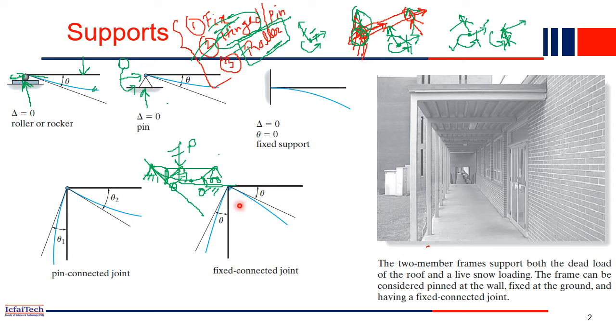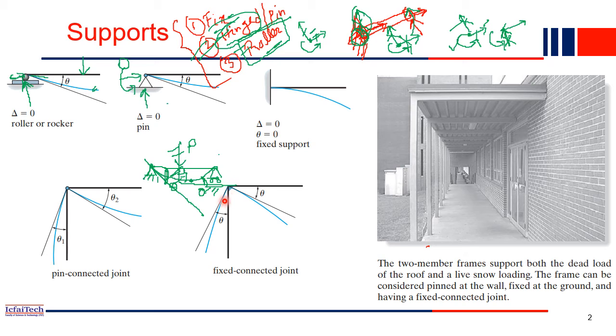These two members are connected through a fixed joint. What does that mean? Basically you have welded this joint. If you consider this is a steel bar and this is a steel bar, and you connect both bars through welding, then we call this a fixed joint. Whereas if you connect both bars through a pin, then we call it a pin joint. So this is a pin joint, whereas if you connect it through a welded connection, then it is a fixed joint.